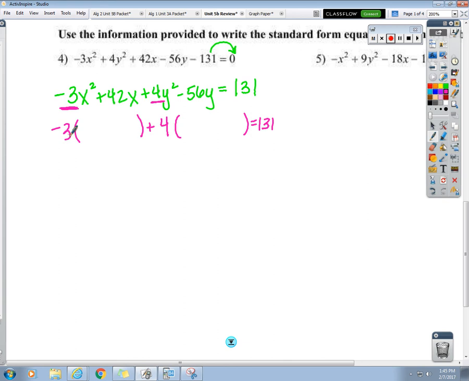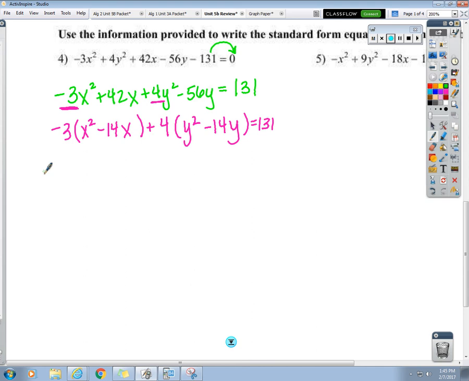Okay, when you take -3 out, what is -3x squared divided by -3? Just x squared. What is 42x divided by -3? You have a calculator. -14x. Now over here, when you take 4 out of 4y squared, what's left? Y squared. When you take it out of -56y, what's left? -14y. Because -56 divided by 4 is also -14.